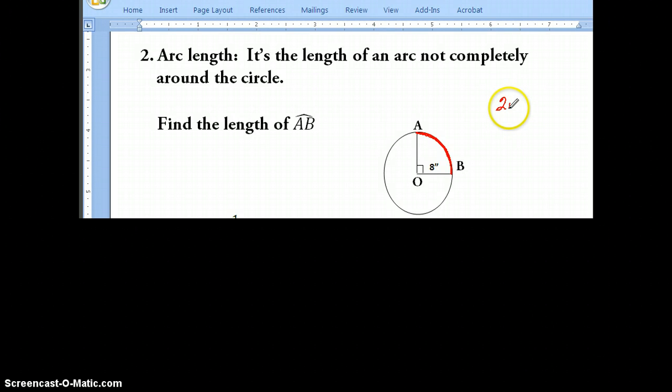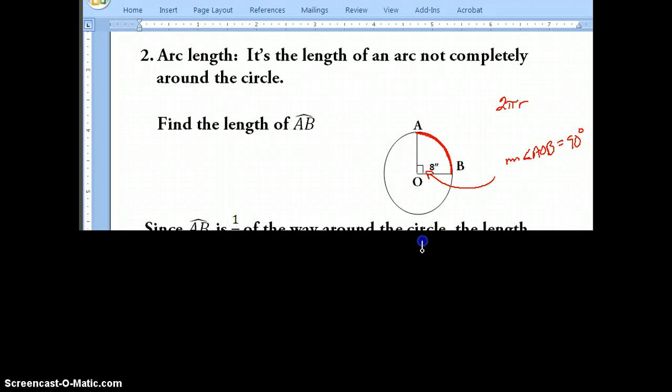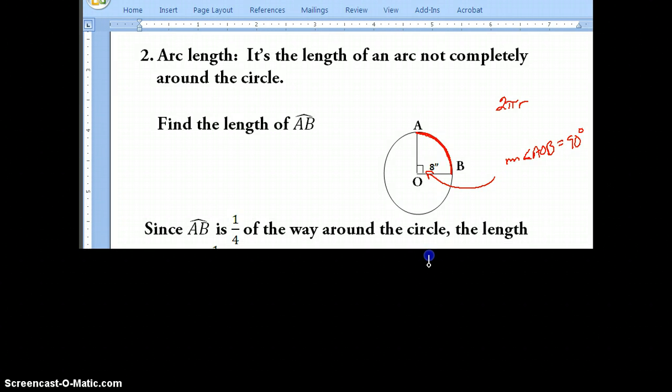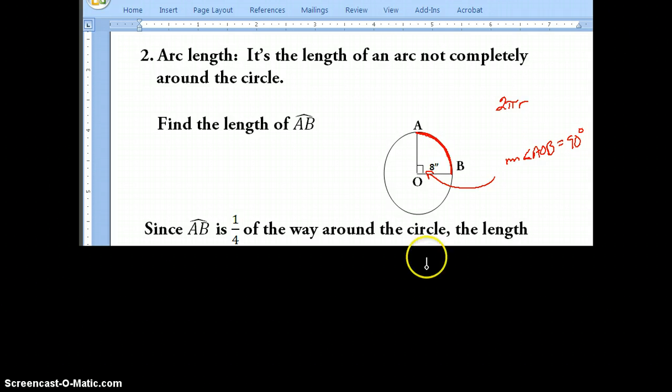Well, if we wanted to find the length all the way around the circle, we would use 2 pi r. But because we are given this symbol for perpendicularity, we know that the measurement of angle AOB is only 90 degrees. We know the distance from A to B around the circle is only 90 degrees of the 360 degrees around the circle. And so therefore, AB is only 1/4 of the way around the circle. We only want 1/4 of the circumference.